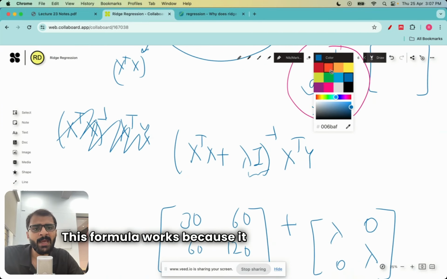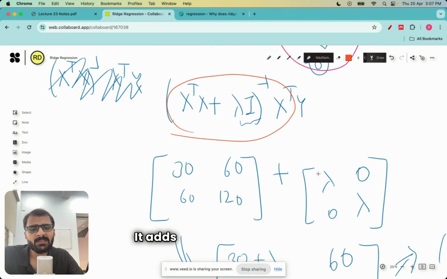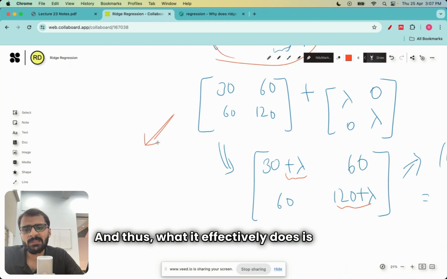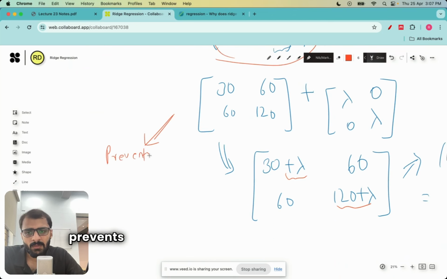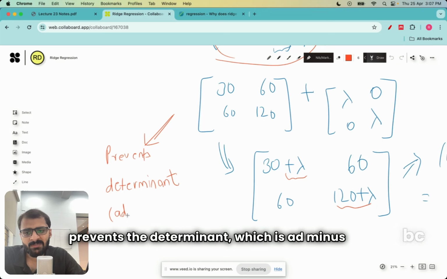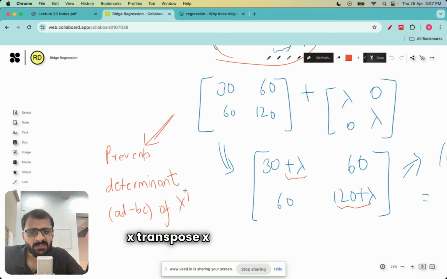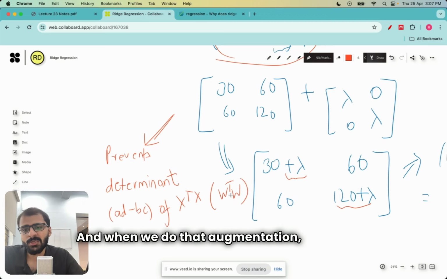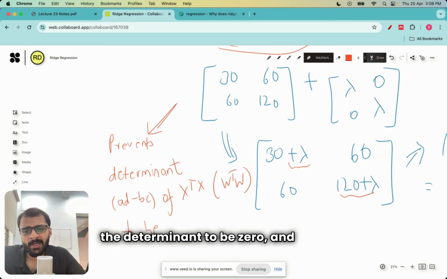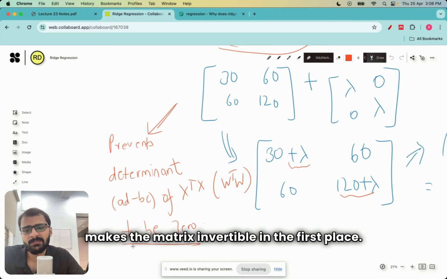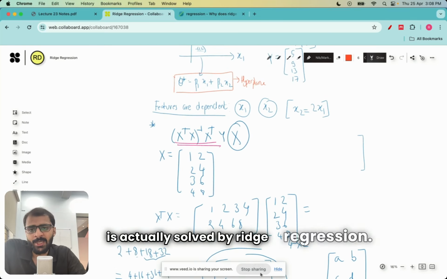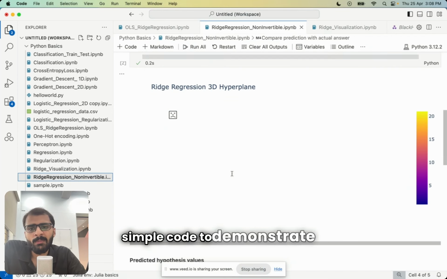This formula works because it adds a diagonal term. It adds this lambda term here. And thus what it effectively does is that it prevents the determinant, which is AD minus BC of X transpose X or W transpose W, when we consider theta naught and when we do that augmentation, it prevents the determinant from being 0, and hence it makes the matrix invertible in the first place. This is the second problem which is actually solved by Ridge regression, and I have written a very simple code to demonstrate this.